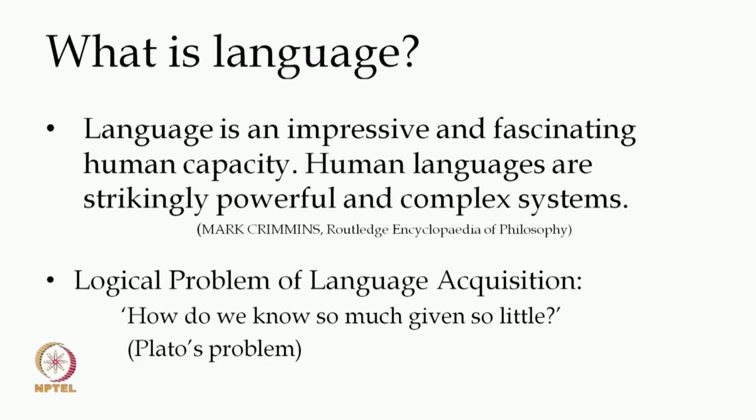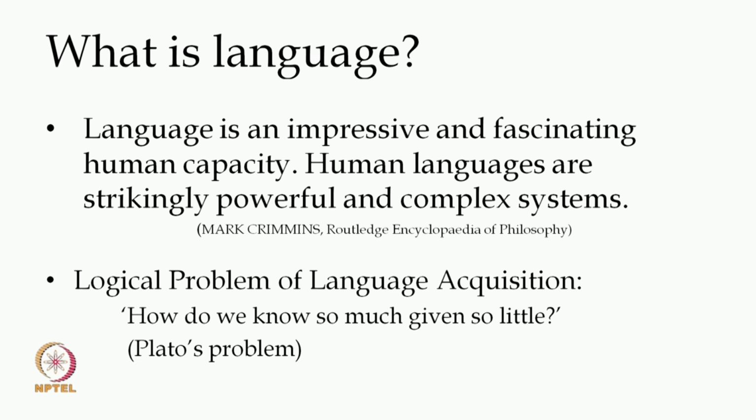So, when you look at some of the texts, when you analyze, synthesize and combine responses from people that you get about language, you are going to come very close to the following understanding of language, which comes from the Encyclopedia of Philosophy. Language is an impressive and fascinating human capacity. Human languages are a strikingly powerful and complex system.